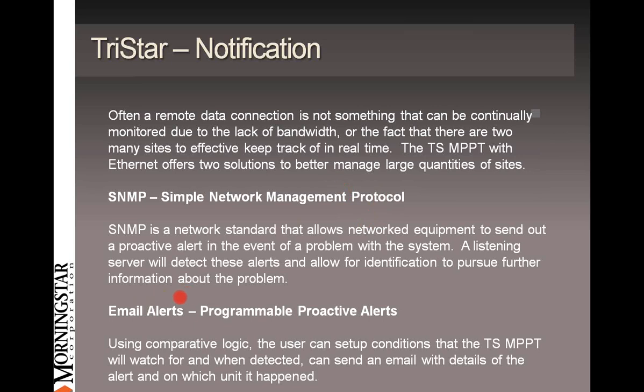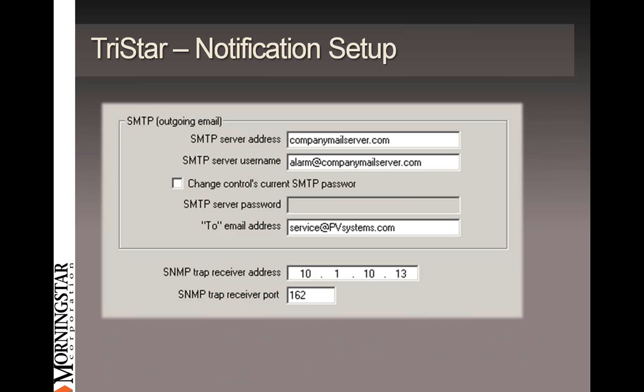You can also use email alerts. Everybody's familiar with email. That's a good way to do it as well. As long as we have access to a mail server, usually on the internet or even on a local area network at a big building, you can send an email. You just set up your mail server data, your username and password, and you put in the email address of where you want the information sent. If you get a message, you'll get a little email saying the TriStar MPPT's got low battery or something else.